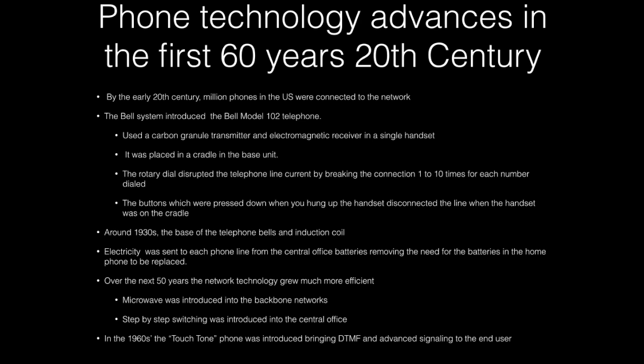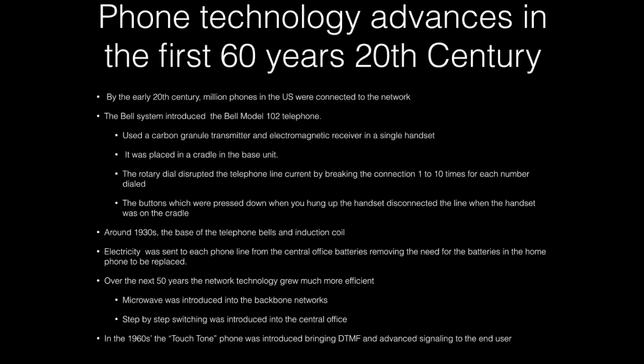Around 1930, the base of the telephone included now the bell or bells and what we called an induction coil, which was necessary for the phone to work properly. As I mentioned before, the electricity was being sent to your phone from the central office now, rather than having batteries in your old phone at home.